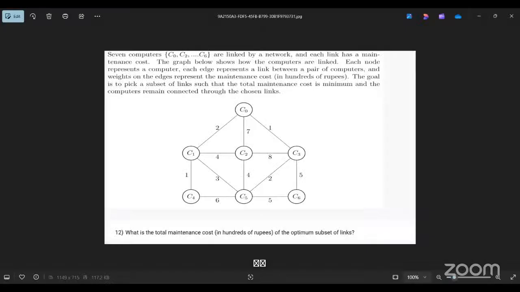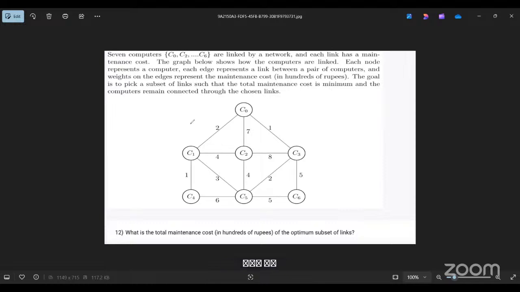Is this the question? Yes, ma'am. So what's your doubt in this? Ma'am, I'm not able to get the right answer. So this is related to minimal cost spanning tree. Yes, ma'am. What is the total maintenance cost of the optimal subset of link? Okay. Yeah, this is minimum cost spanning tree only.